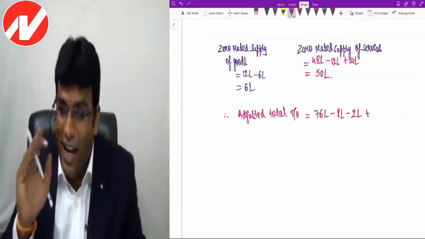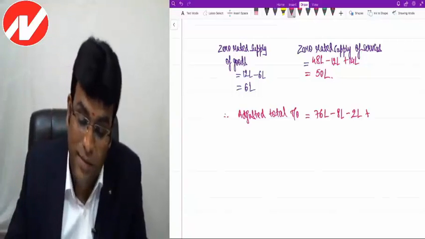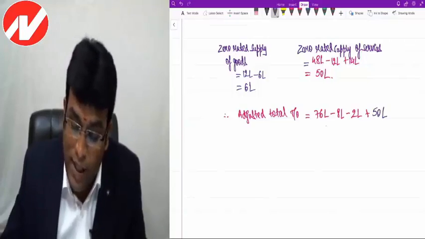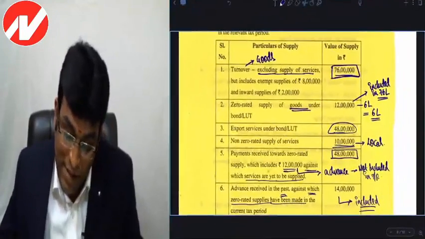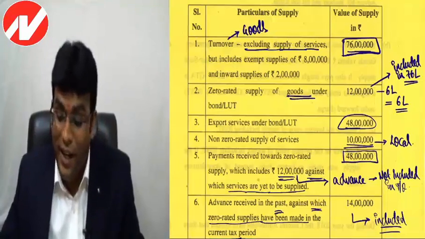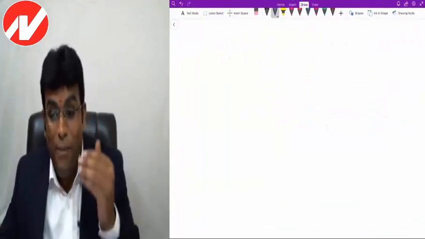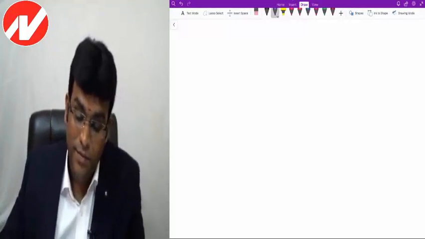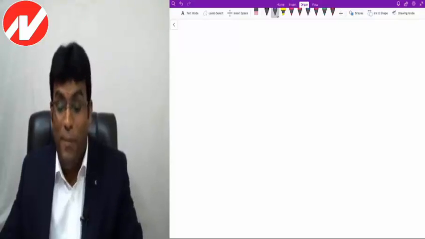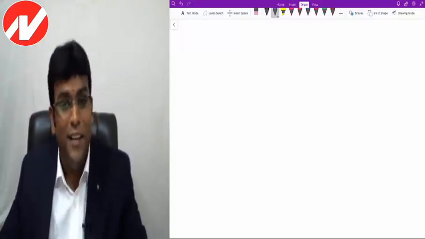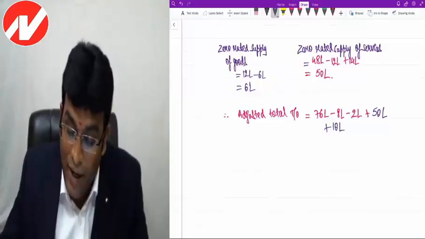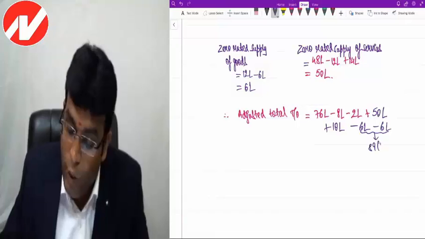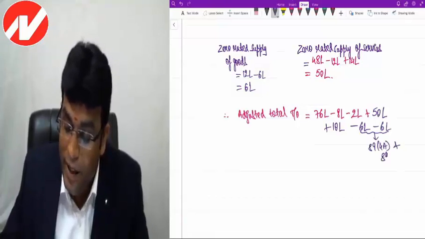Then from 76 lakhs, I'll reduce 8 lakhs, I'll reduce 2 lakhs, and I will add 50 lakhs, my zero rated supply of services, plus I'll also add the non-zero rated supply of service, that figure is 10 lakhs. And I'll also reduce 6 lakhs and 6 lakhs because these two are related to 89.4a and 89.4b.